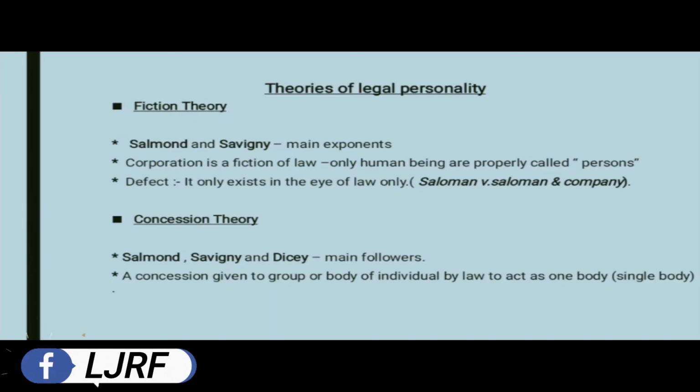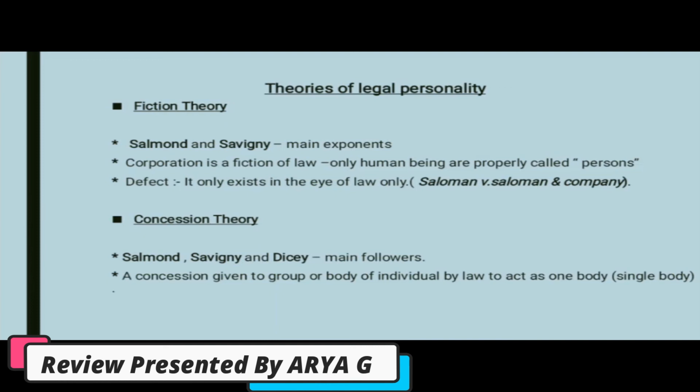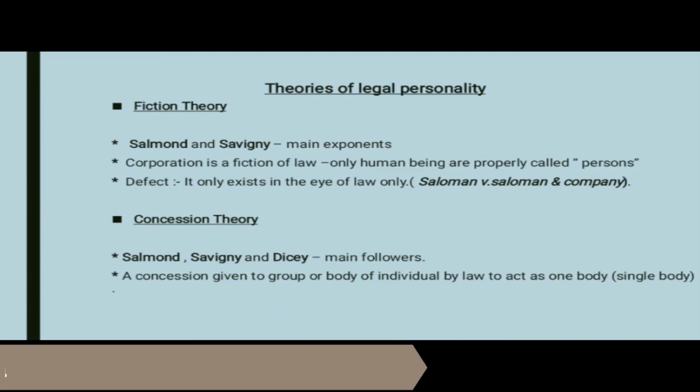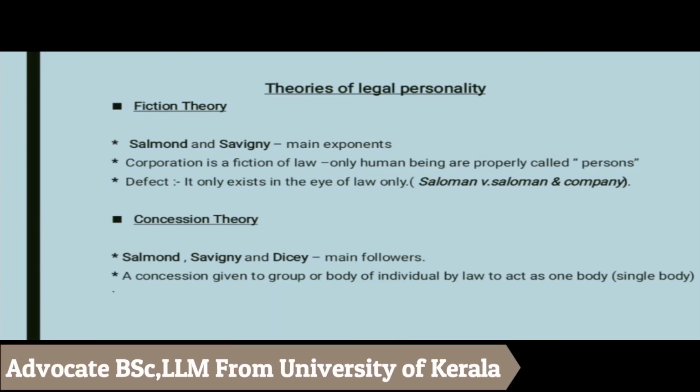Next, the second one is the concession theory. The main followers of the concession theory are Salmond, Savigny, and Dicey. According to this concession theory, a concession is given by law to a group or body of individuals to act as one body or a single body. Here the law, which means the state, is the exclusive source or authority which confers juristic personality.